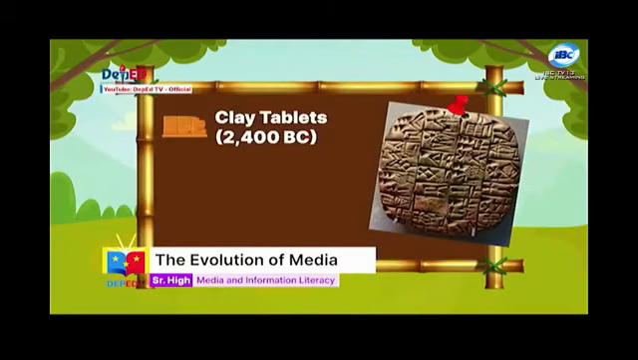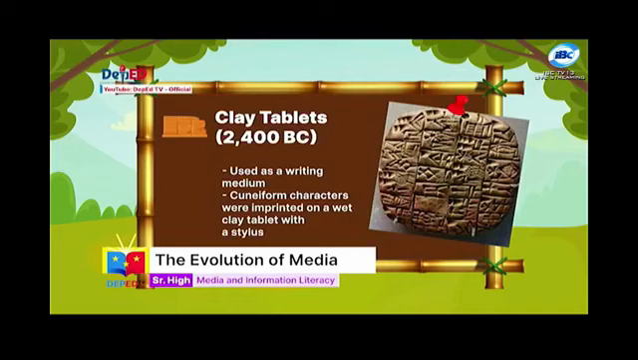Clay tablets were found in Mesopotamia in 2400 BC. According to Sotoy.com, in the ancient Near East, clay tablets were used as a writing medium, especially for writing in cuneiform. Cuneiform characters were imprinted on wet clay tablets, with a stylus often made of reed.